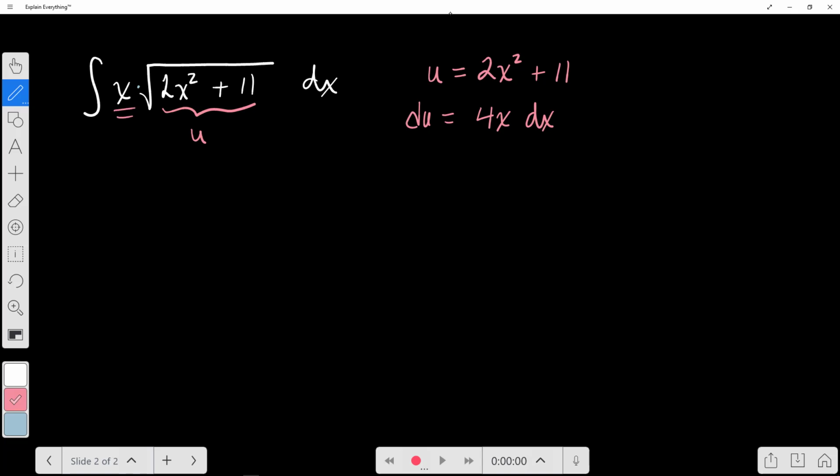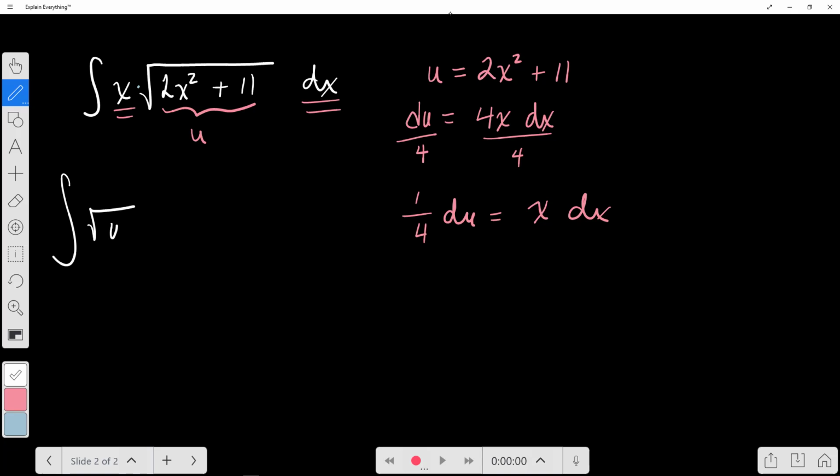I see an x dx, but I don't see a 4. So let's divide that off. I get 1/4 du equals x dx. So back over here where I see my square root under it, I put a u. Where I see x dx, I'm going to put a 1/4 du. And now I'm ready to put my 1/4 back in there.